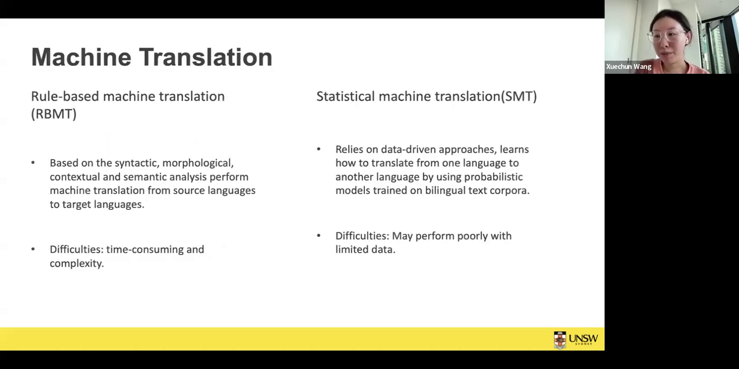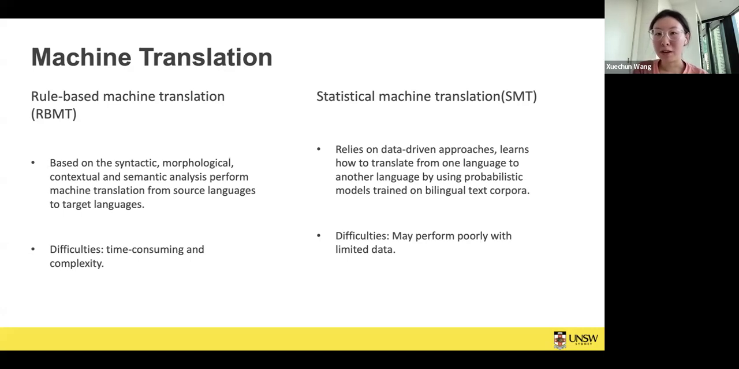Firstly, I'll give a brief overview of machine translation. There are two types of machine translation popularized today. The first one is rule-based machine translation. It is based on syntactic, morphological, contextual, and semantic analysis to perform machine translation from source languages to target languages. But it does have some difficulties, for example, it is time consuming and complex.